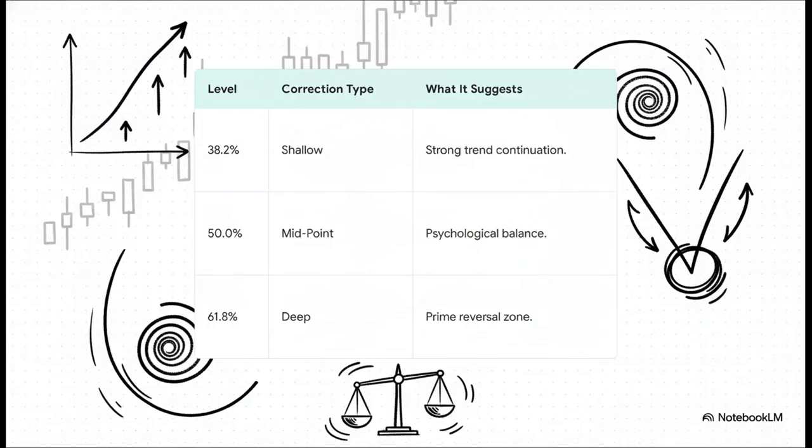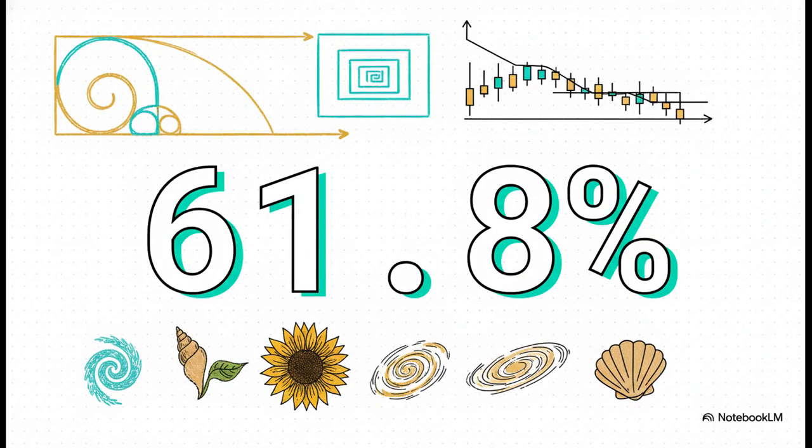Think of each level as telling a story. If the price only pulls back a little bit to the 38.2% level, it's telling you the trend is super strong and raring to go. A pullback to the 50% line is a big deal psychologically. It's the halfway point. But a deep pullback to the 61.8% level, that's often considered the prime spot to look for a major turnaround.